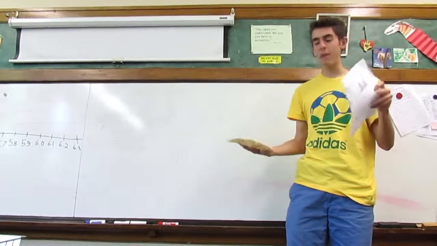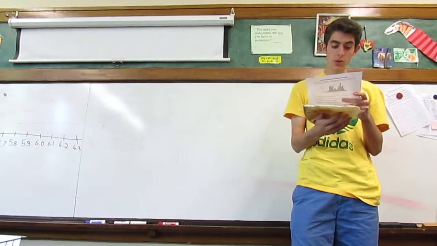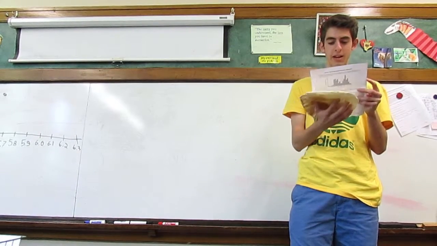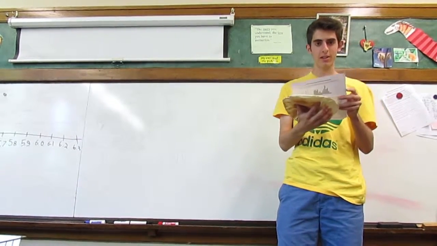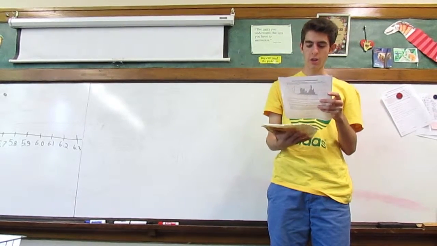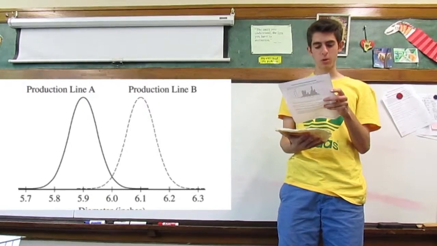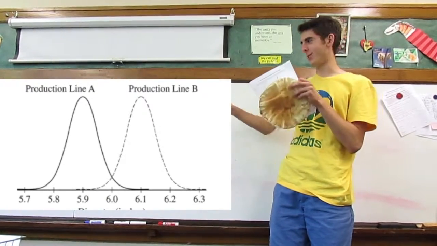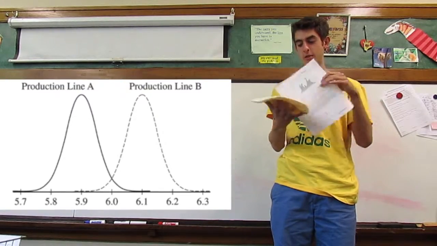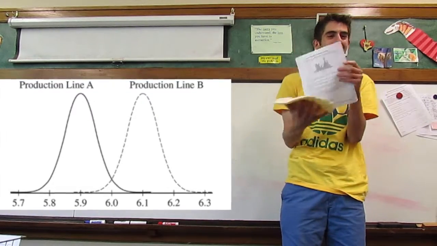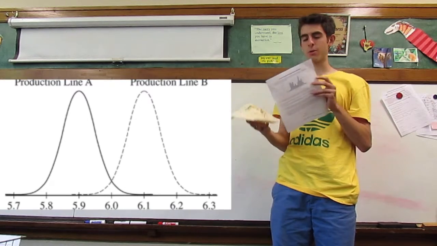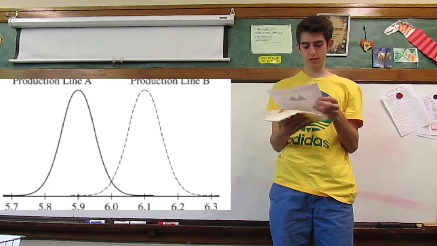So, the general background for the problem is corn tortillas are made at a large factory that produces 100,000 of these things per day on each of its 2 production lines. The distribution of the diameters of the tortillas produced on production line A is approximately normal, with mean 5.9 inches. And the distribution of the diameters of the tortillas produced on production line B is slightly larger with a mean of 6.1 inches.